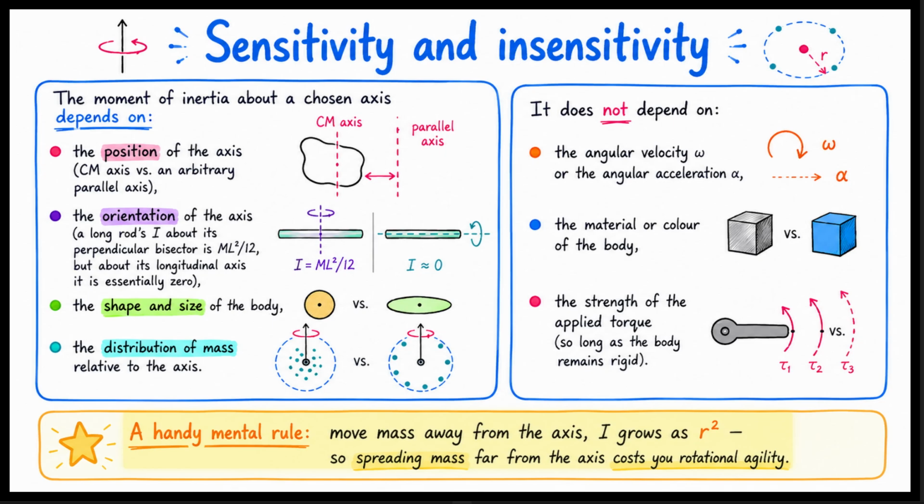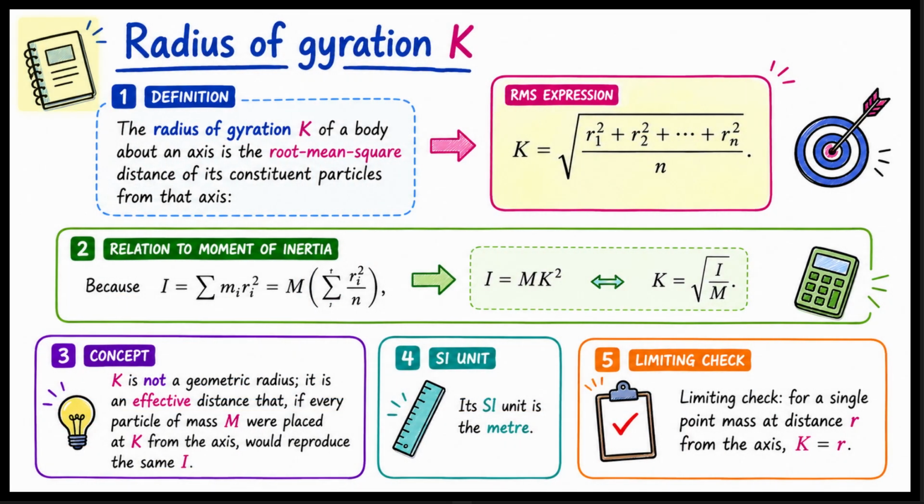The radius of gyration k of a body about an axis is the root mean square distance of its constituent particles from that axis. It is the square root of the average of r1 squared, r2 squared, and so on, taken over n particles. Because the moment of inertia is the sum of mi ri squared, and that equals m times the average of ri squared, we have the clean relation I equals mk squared, or equivalently k equals the square root of I over m.